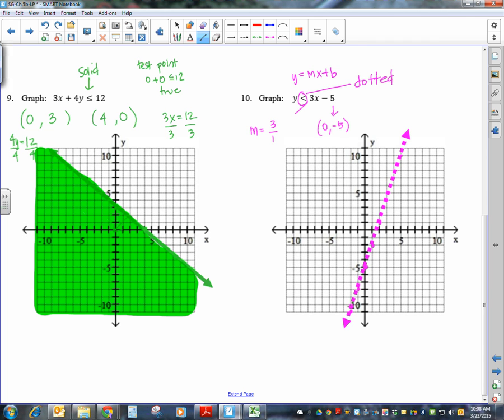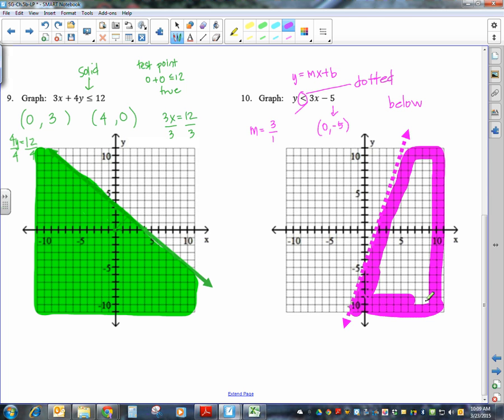Because y is by itself, the fact that y is less than means I'm going to go below my y-intercept. Here is my y-intercept. Below would be this way. So that means I'm going to shade below this line, which is all of this area. Like I said, I'm not doing that well with coloring in the lines, but y'all have the understanding. And you do need to shade all of it up to the line so that I know that you know exactly what that shaded region is.